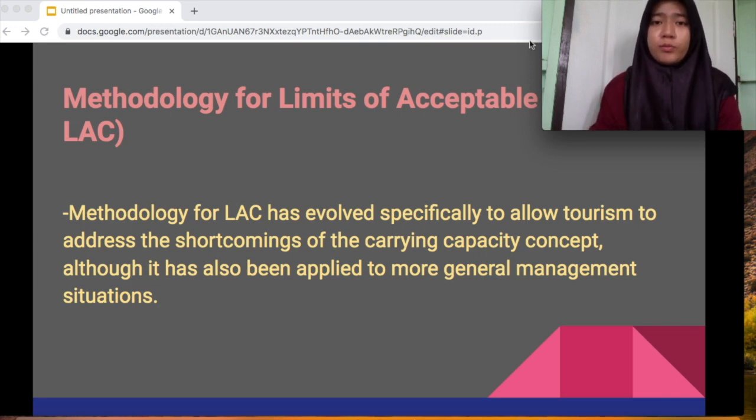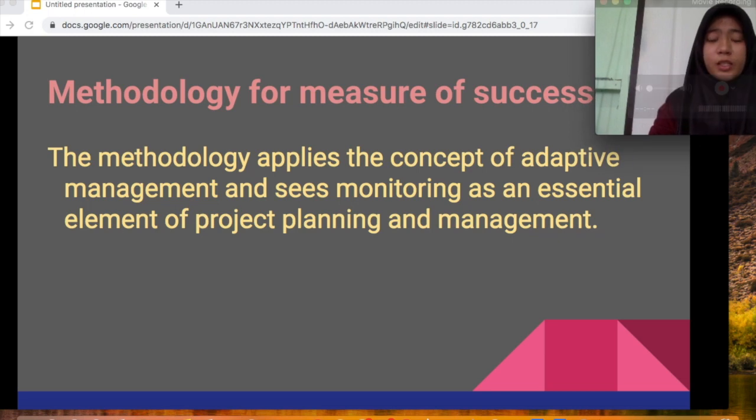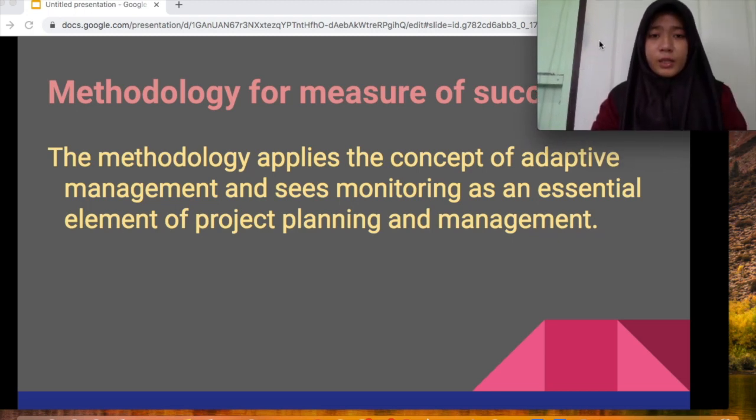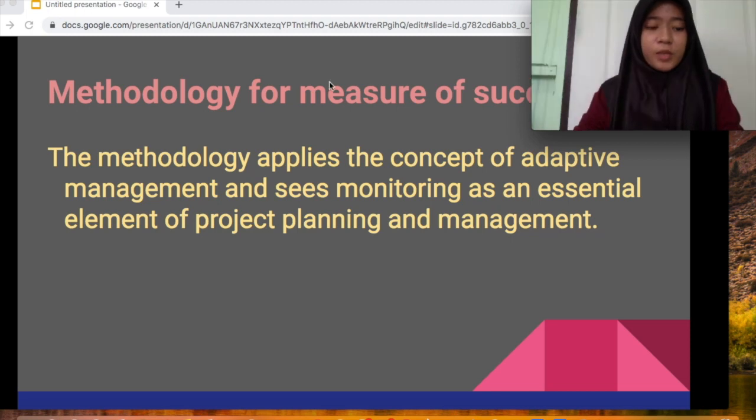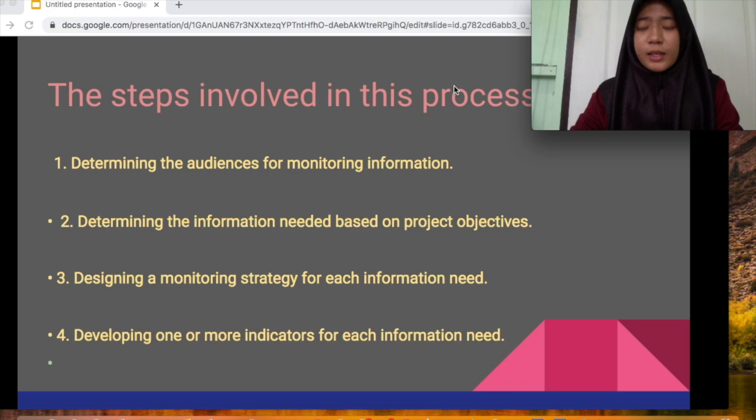Okay, next is the methodology for measures of success. This methodology applies the concept of adaptive management and sees monitoring as an essential element of project planning and management. Monitoring is integrated into the project cycle and is developed as part of the conceptual model and also the management plan. Once project goals, objectives, and activities are selected, a clear and precise monitoring plan is drawn up. And there are steps involved in this process.